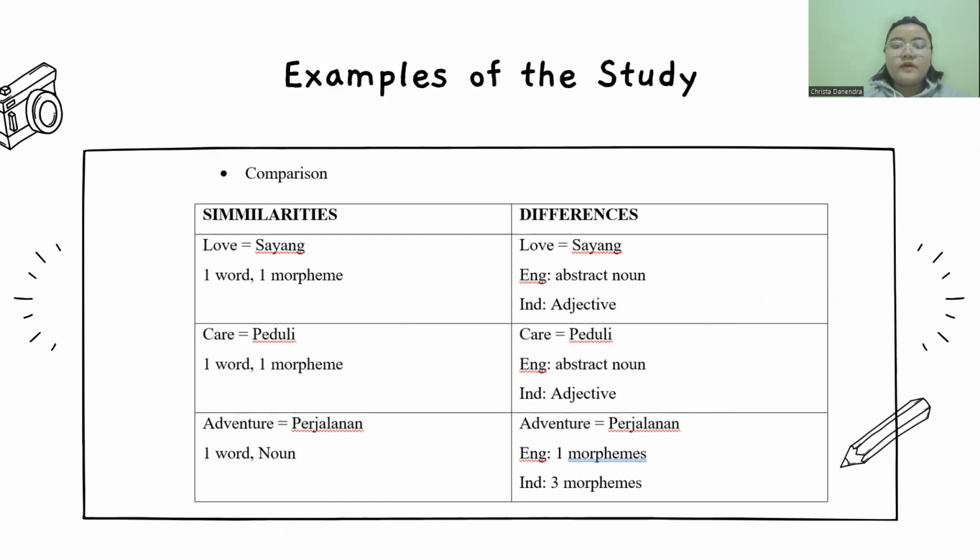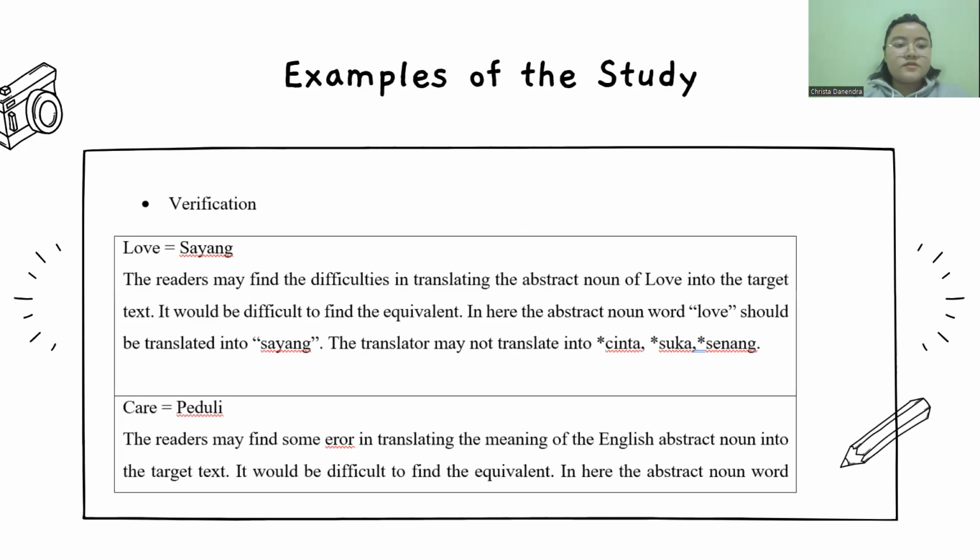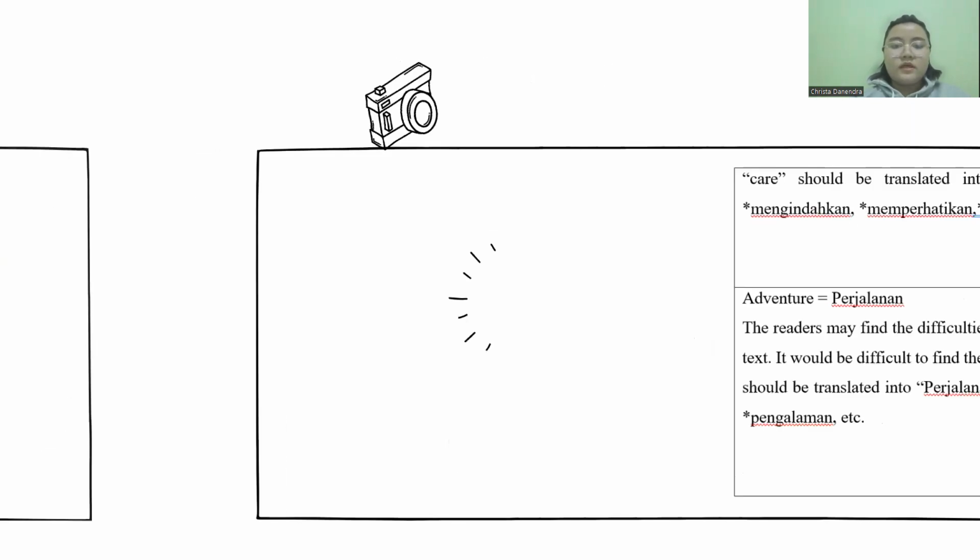Okay, so love means sayang, with the difference that in English it is an abstract noun. In Indonesian, it is an adjective. And for care or peduli, in English it is an abstract noun and in Indonesian also an adjective. And for adventure or perjalanan, in English it only has one morpheme, and in Indonesian it has three morphemes. Okay, so for the verification, it means that readers may find difficulties in translating the abstract noun of love. It is the same as care or peduli, and the same as adventure and perjalanan.